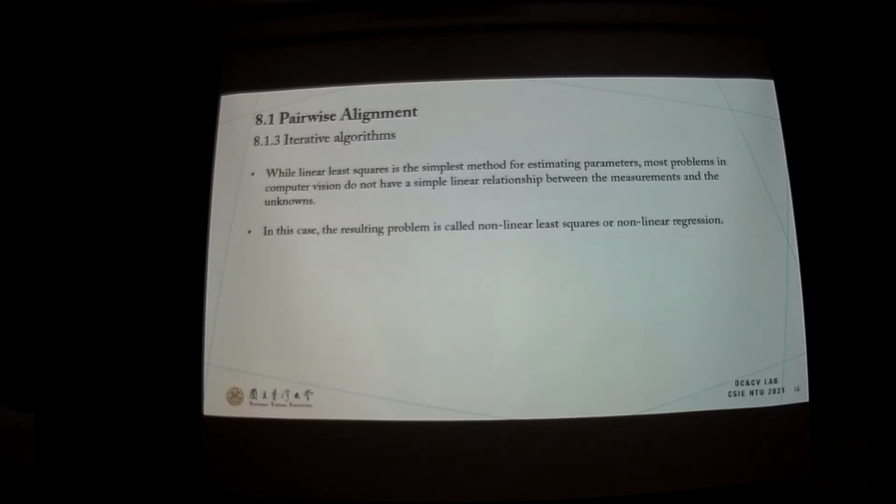Okay, so this is the third one. In the previous two sections, we used linear least squares, which is one of the simplest methods for estimating parameters. But in computer vision, most problems do not have a simple relation between the measurement and the unknown. In such a condition, which is more challenging, we need to solve it by using nonlinear least squares or nonlinear regression. Mostly we need an iterative process, so the parameter p can be updated and more optimally achieved.